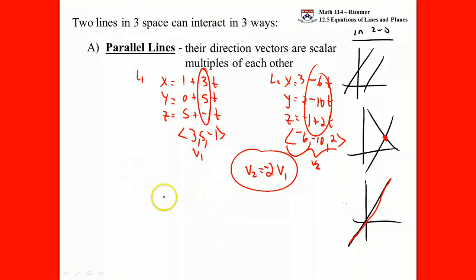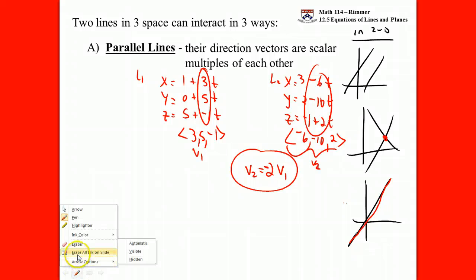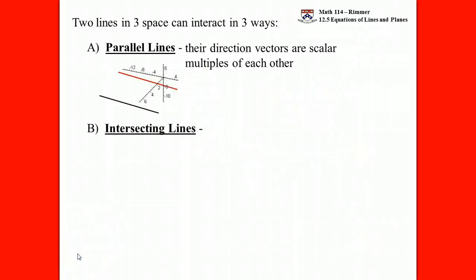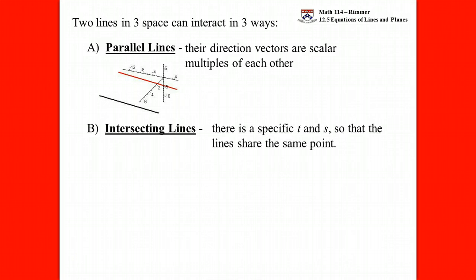Is that okay? The other ways that the lines can interact are more complicated. Sorry, I've got to erase all this. Okay. So, the lines can intersect, but there won't be a quick way to tell that. We have a quick way to tell when the lines are parallel, but there's not a quick way to tell when the 2 lines are going to intersect.